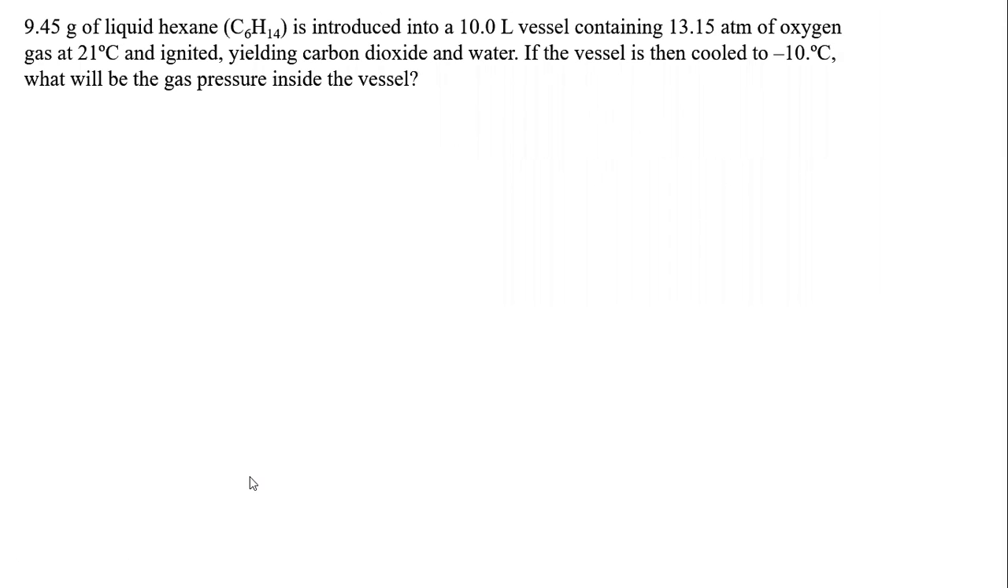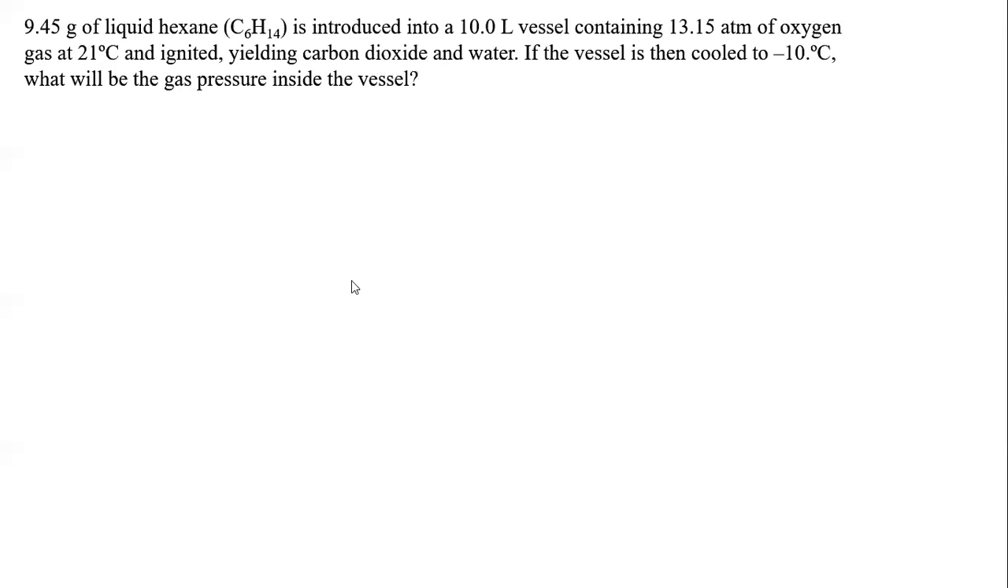Now in this last example, we have 9.45 grams of liquid hexane introduced into a 10-liter vessel containing 13.15 atmospheres of oxygen gas, and it's at 21 degrees Celsius. It's ignited, and we get carbon dioxide and water. The vessel is then cooled to negative 10 degrees Celsius. What will be the gas pressure inside the vessel?